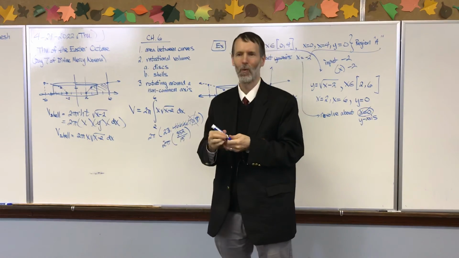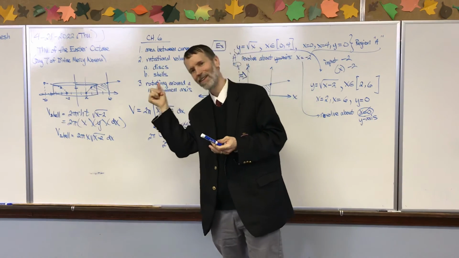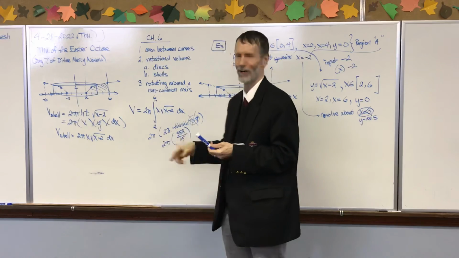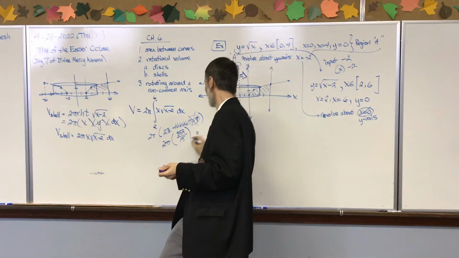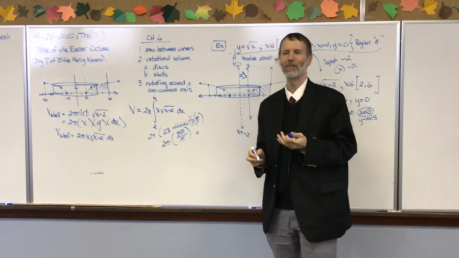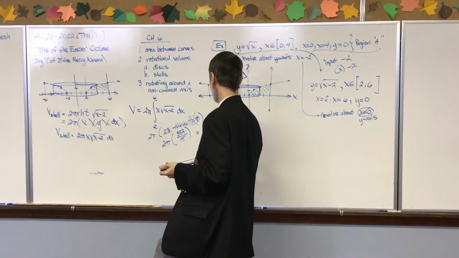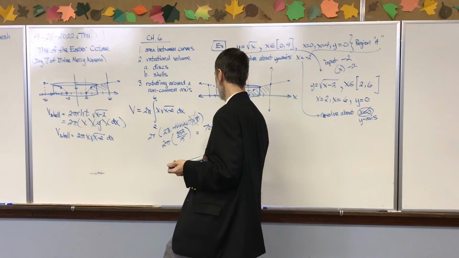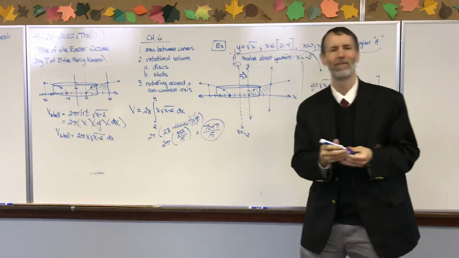Okay, math people, tune in. Simplify. Yeah, that's awesome. What's 352 times 2? 704. So what is it? 704 pi over 15. Write that down. That's your answer.